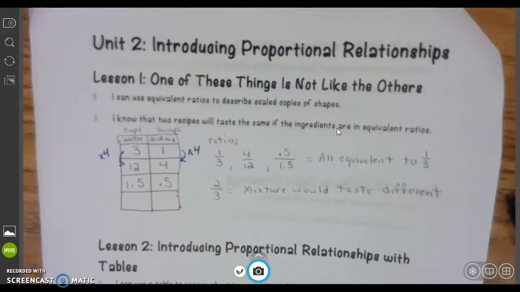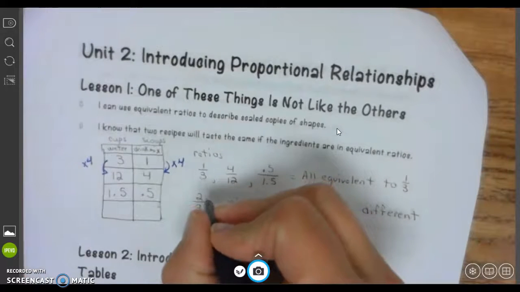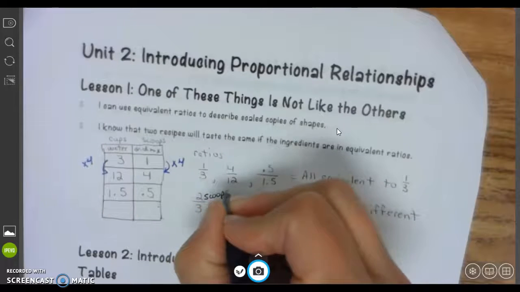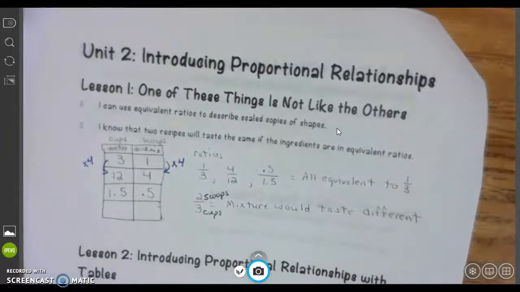If I had a ratio of 2 scoops per 3 cups, the mixture would taste different. It wouldn't taste the same, whereas all these mixtures will taste exactly the same. So 2 scoops for 3 cups of water, the mixture is going to taste different.